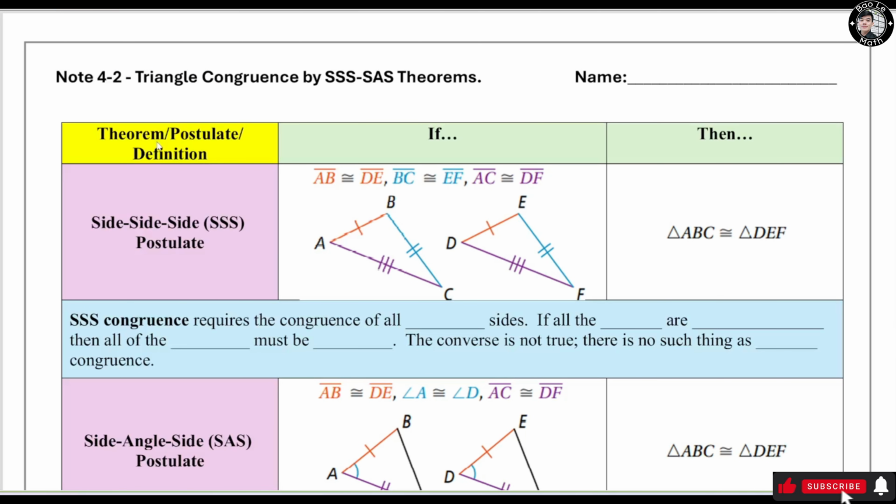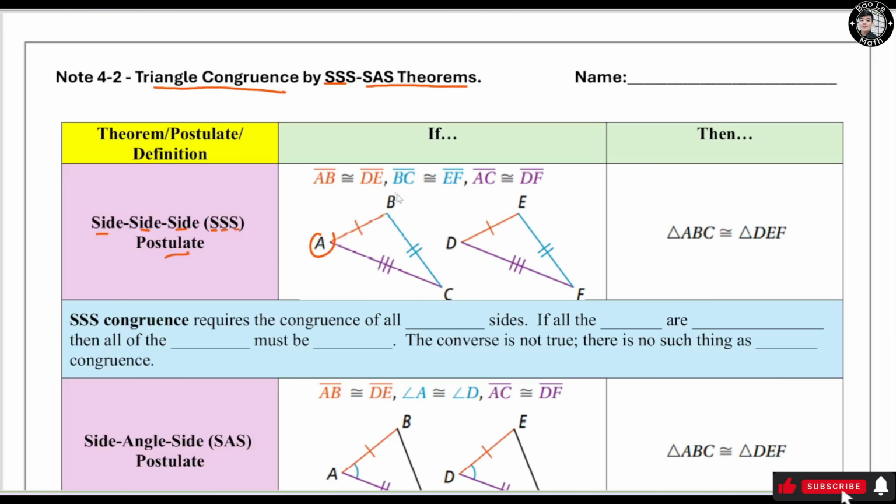Hello everyone, in this video we're going to explore the triangle congruence by SSS and SAS theorems. Alright, the first one we're going to talk about is the side-side-side, or SSS, postulate.